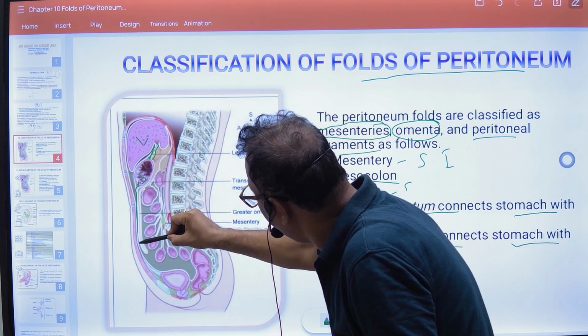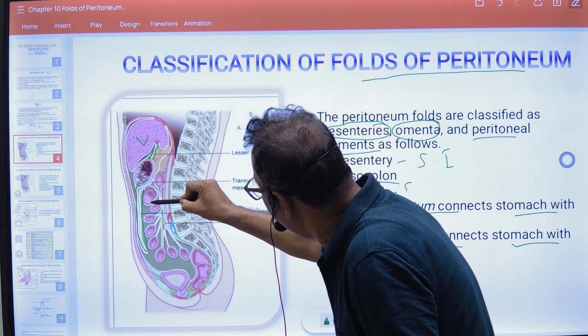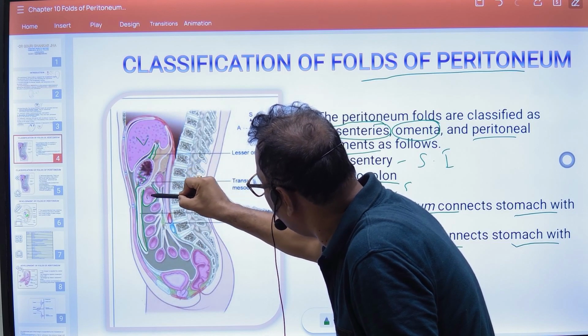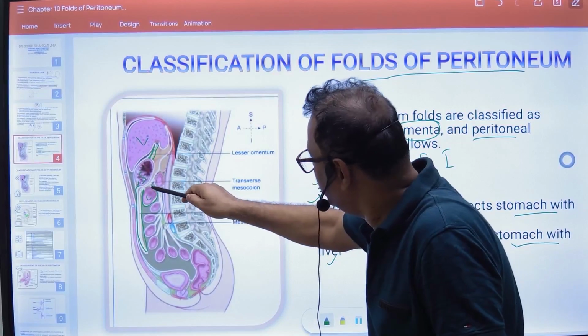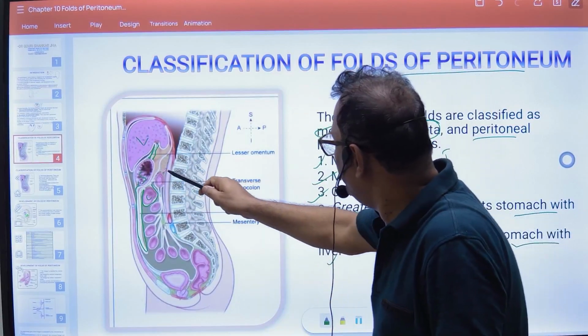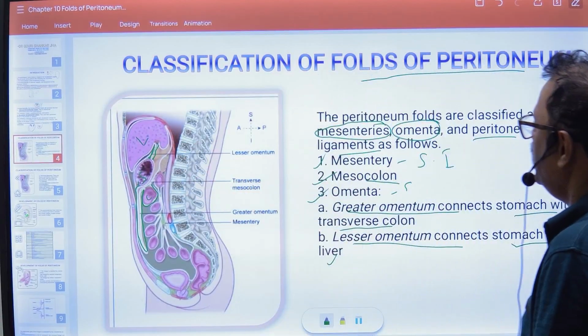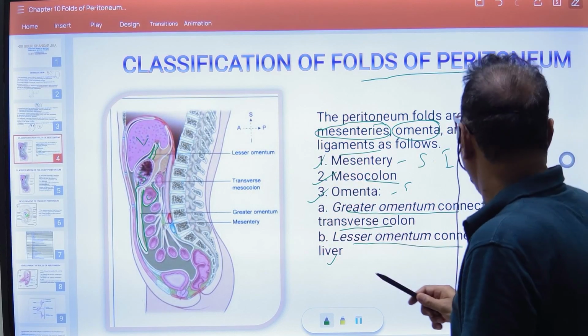Here we have got the greater omentum, and it is connecting what? It is connecting the colon. Here we have got the colon over here. So the greater omentum connects the stomach to the colon, and the lesser omentum connects the liver to the stomach.